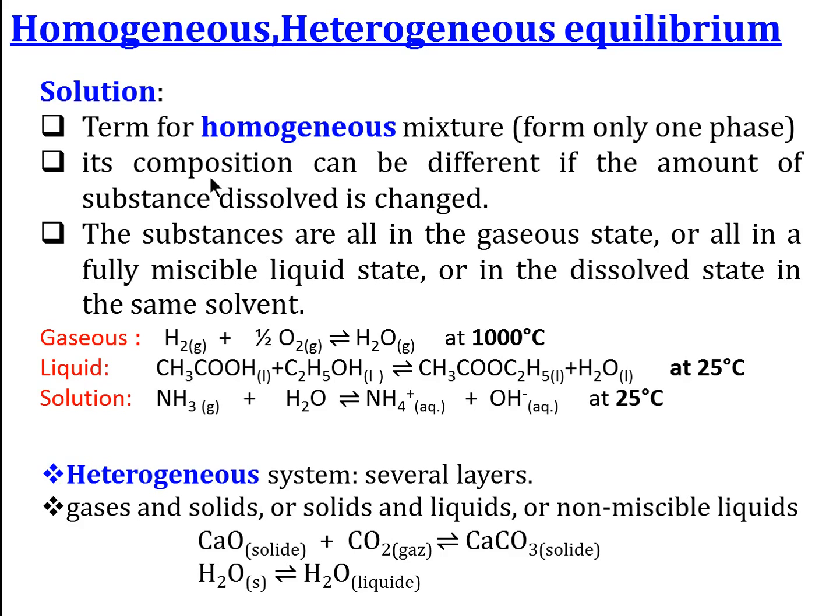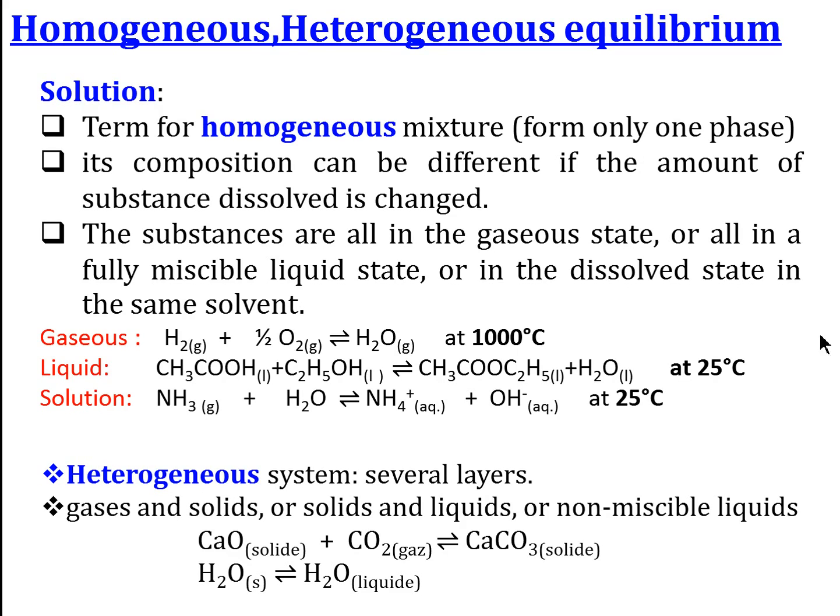The composition of the solution can be different if the amount of the substance dissolved is changed. The substances are all in the gas state, so we have a solution of gas, or the substances are all in the liquid state, we have a solution of liquid, or we have, for example, several states, aqueous, liquid, and gas, but they form one layer, so we have a solution.